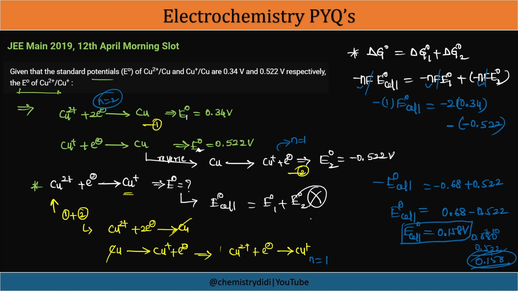If you simply add these two, you will get a negative electrode potential, which means the cell won't even work. So this is not the correct way. Just take care of that. You need to take care of the number of electrons being exchanged. That's why we use this particular route to calculate the overall E naught cell. I hope you have understood.